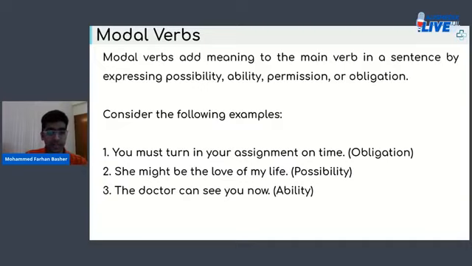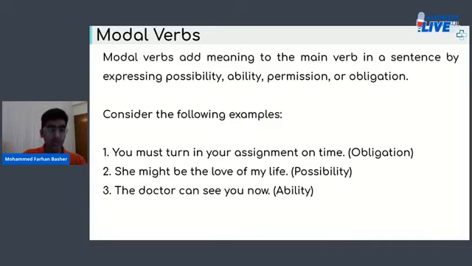All right. The doctor can see you now. Can, as I discussed already, is talking about someone's ability. Say for example, the doctor's receptionist walks up to you and says, the doctor can see you now. So maybe the doctor was busy, but now he's free, and now he has the ability to see you. And now you go and pay your visit to the doctor.